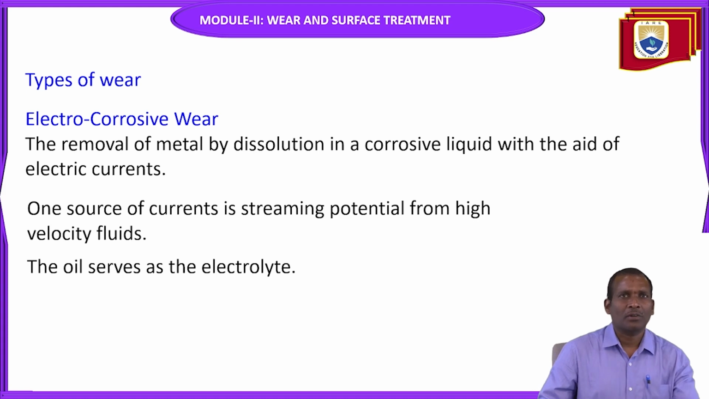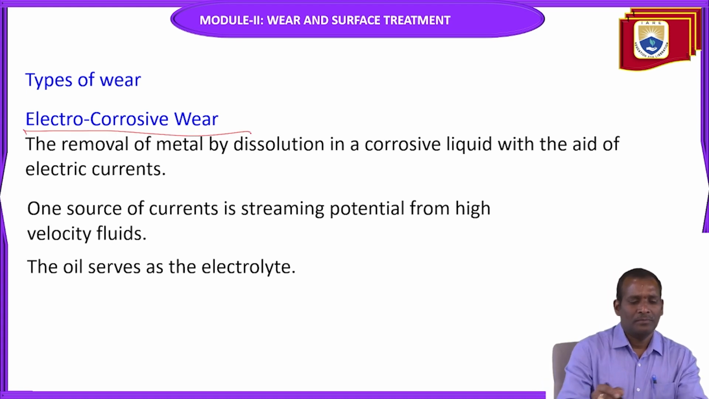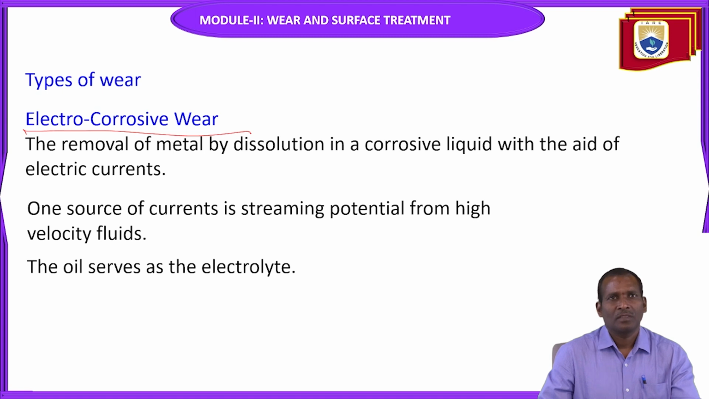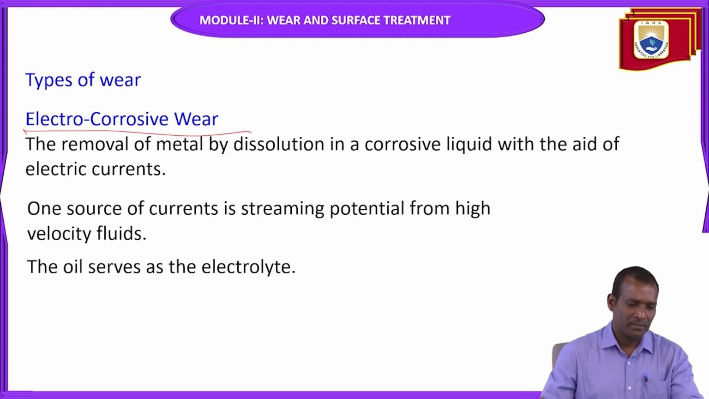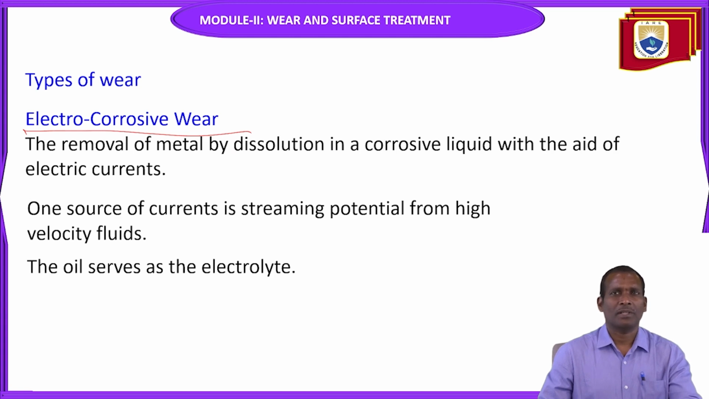Next one is electro-corrosive wear. So the removal of metal by dissolution in a corrosive liquid with the aid of electric currents. One source of currents is the streaming potential from high velocity fluids. The oil serves as the electrolyte. So mainly this type of wear occurred due to the high voltage and current.